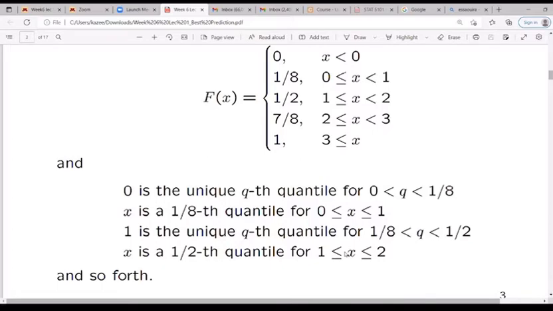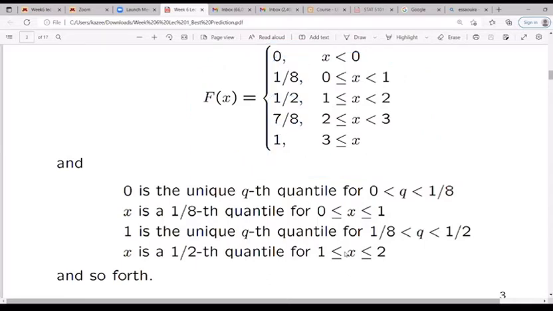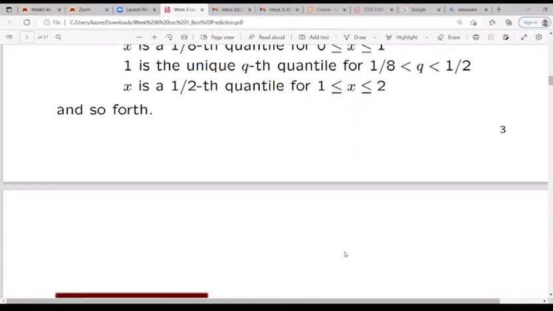So as you can see now, we're actually using this guy now. Okay, 0 is a unique Q quantile for Q between 0 and 1/8, and X is a 1/8 quantile for X between 0 and 1, and 1 is a unique Q quantile for Q between 1/8 and 1/2. We're actually talking about this guy here. That is exactly what we're using now. And of course X is a 1/2 quantile for X between 1 and 2, and so on like that. So I just want to take note.